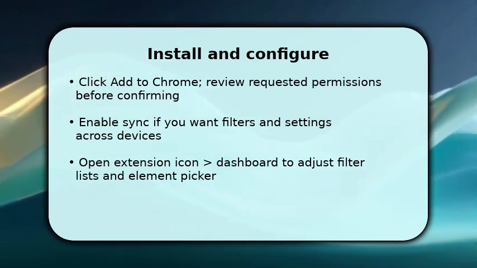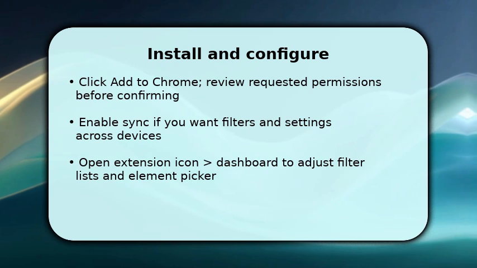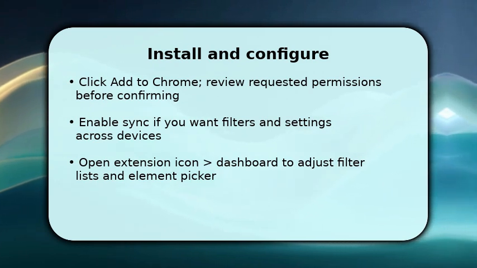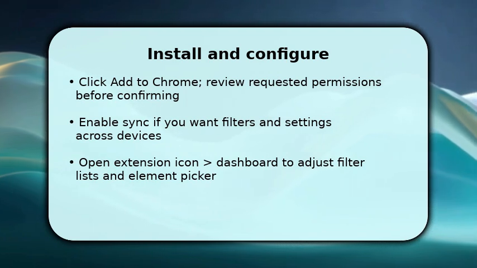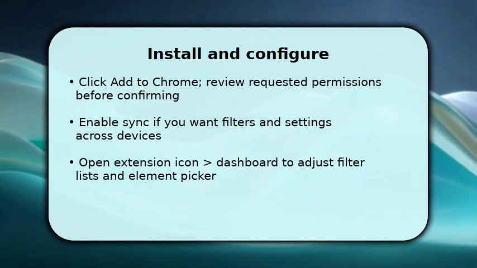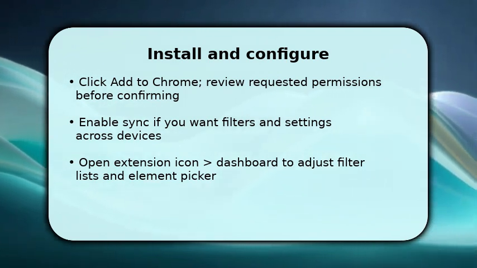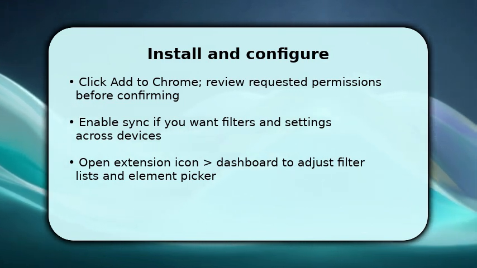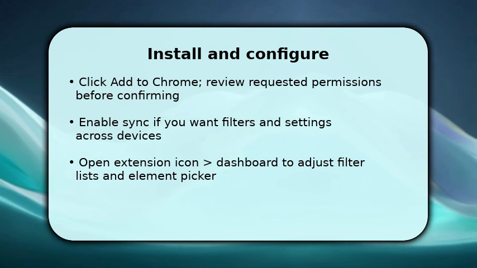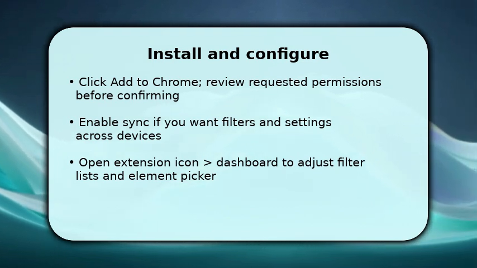After installing, click the new icon in the toolbar and open the dashboard to enable recommended filter lists like EasyList and EasyPrivacy. Make sure to turn on auto updates for filters so blocking stays current. If you want the same behavior on other machines, enable Chrome Sync for extensions and settings. Finally, learn the element picker for one-off ad removal.